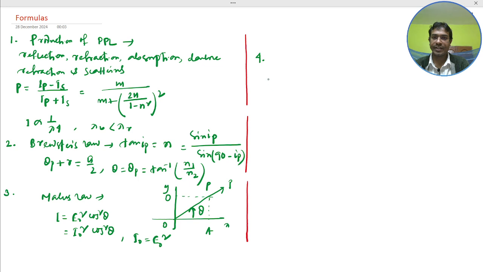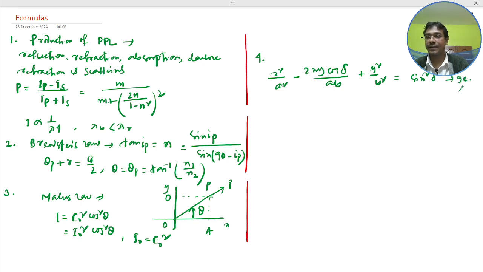Next one, the superposition of polarized waves. This is written in this equation: x square by a square minus 2xy cos delta divided by ab plus y square by b square is equal to sin square delta. This is the general equation.